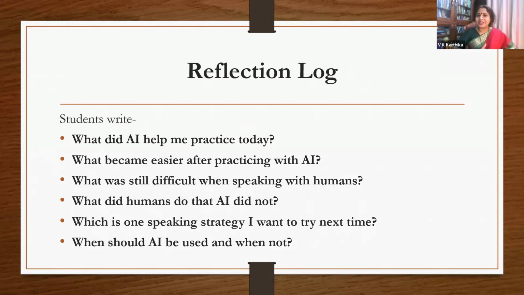New year, new resolutions, I'm very sure about it. So keeping a reflection log will definitely help us to build our professional development as well. So students can answer these questions.